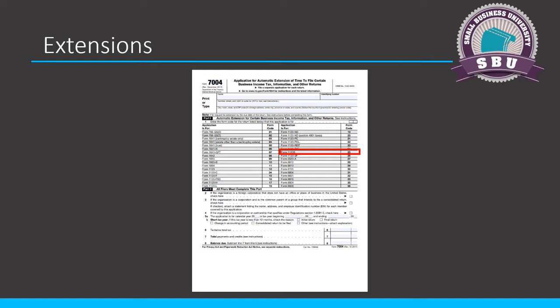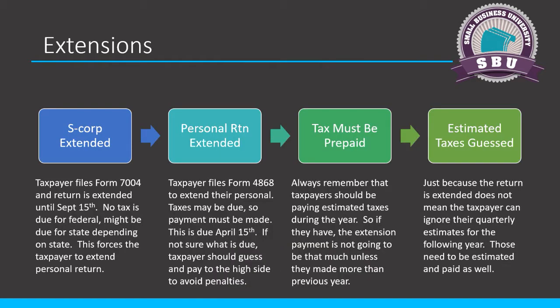So what happens to the taxpayer if you extend their return? What is their life cycle look like after you extend their S-Corp return? Well, let's take a look at the next slide to find out. There is a lot going on this slide, so let me go through it. First, the S-Corp gets extended, and that means the taxpayer files Form 7004 and the return is extended until September 15th. No taxes due for the federal. There might be some tax due for the state depending on what state you're in.